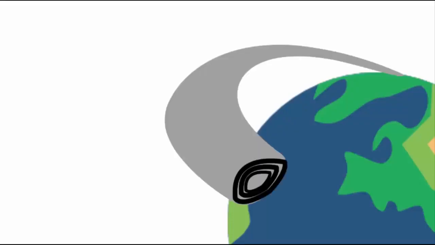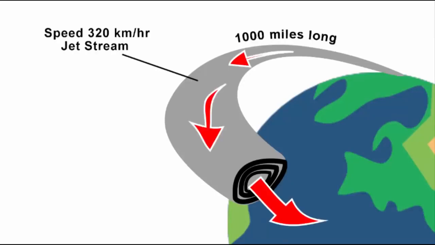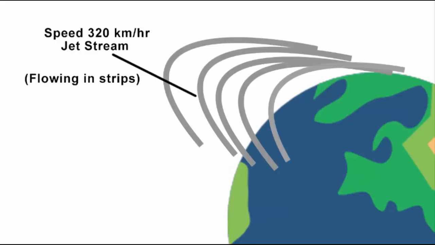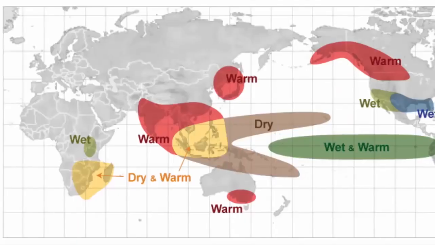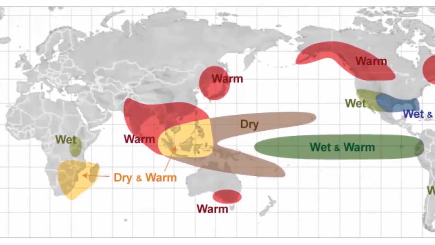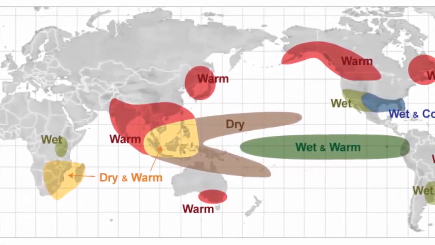Now jet streams can flow up to 320 km per hour, and they are thousands of miles long, thousands of miles wide, and a few miles thick. These strong winds flow in slim strips so that they can break off into smaller winds that can merge with other strips anywhere, anytime. That's how it has the capability to push air masses around and affect weather patterns. It literally pushes the weather pattern of any particular region.